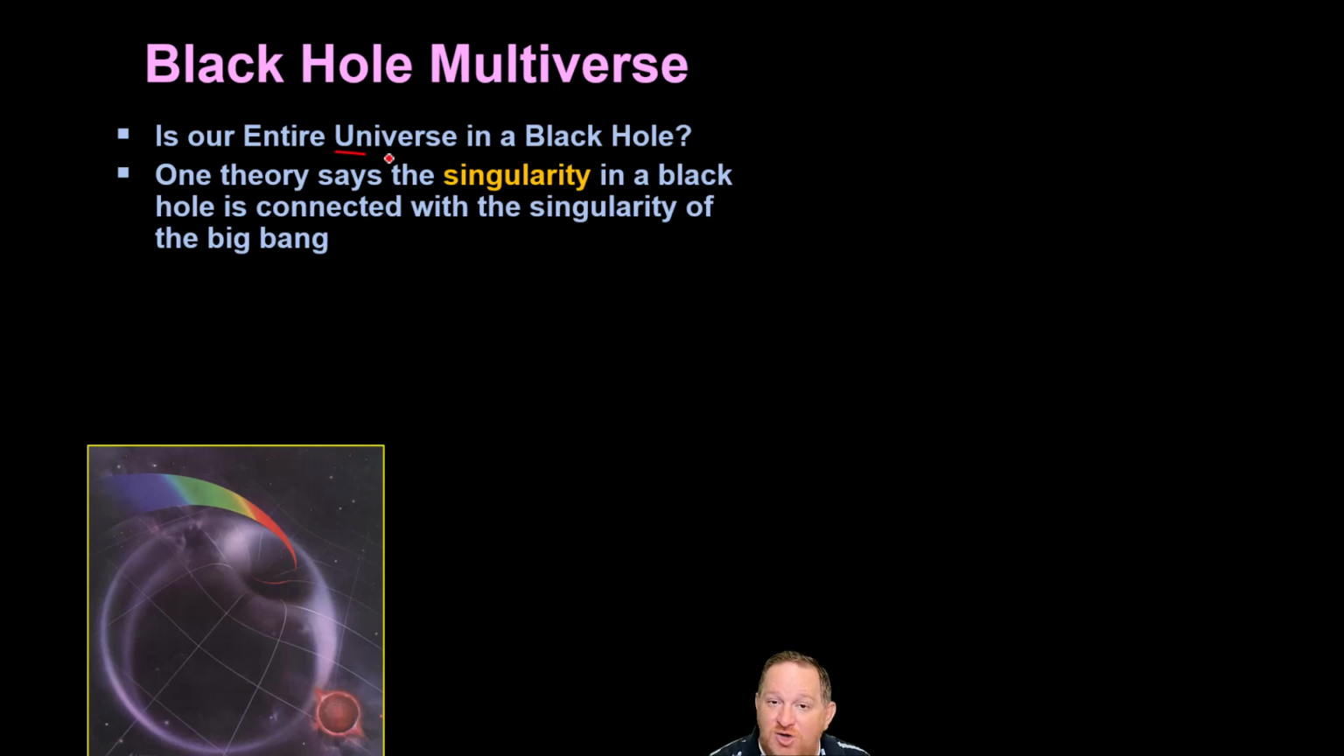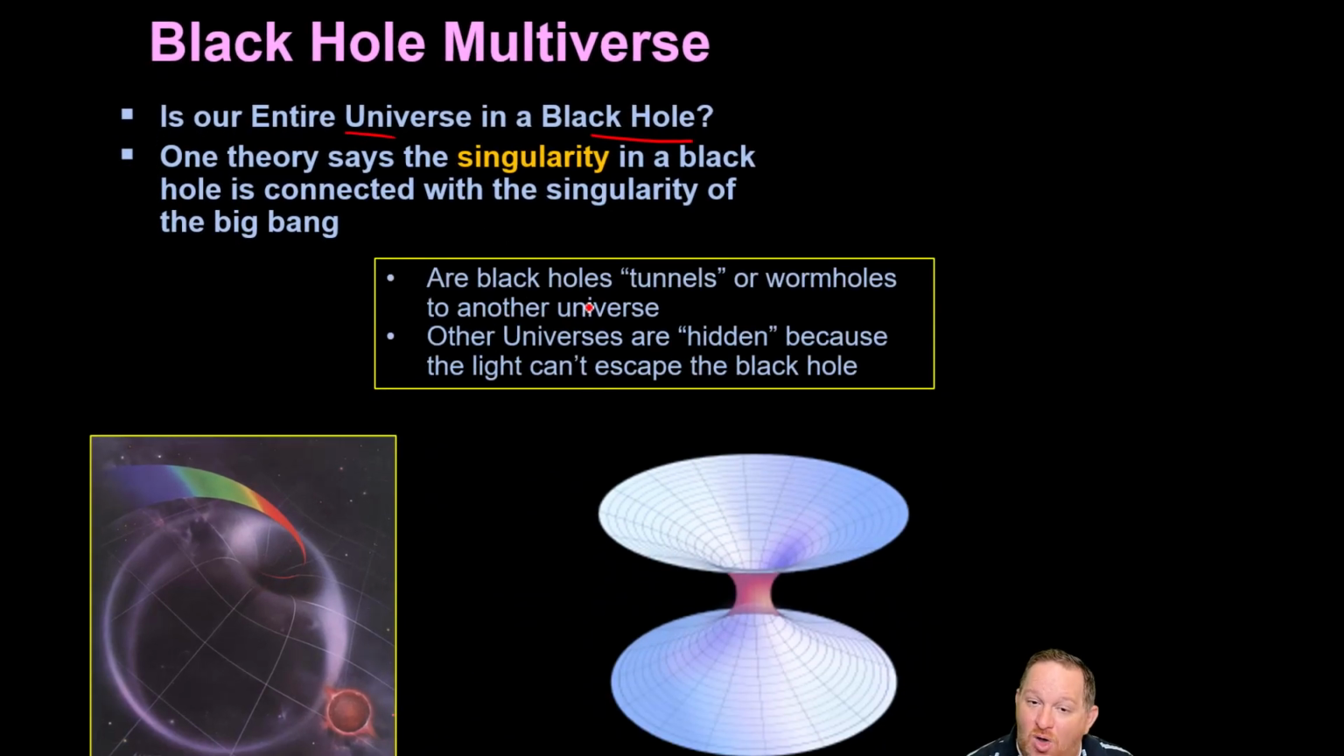Is our entire universe in a black hole? And is that black hole really just a tunnel, a wormhole, to another universe? And then our universe might be hidden, or other universes are hidden, because light can't escape that black hole connected by these wormholes. Okay, so black holes, wormholes, multiverse, it's all really fascinating, very theoretical.